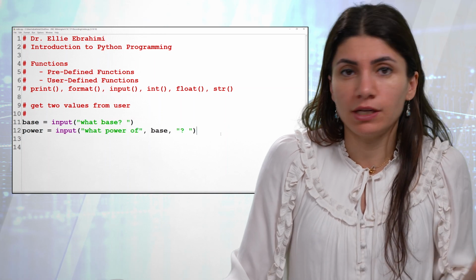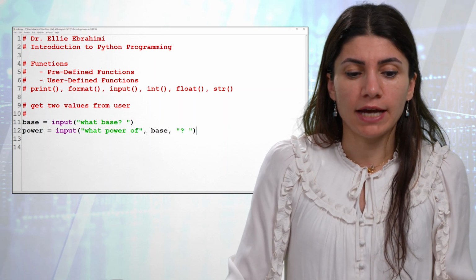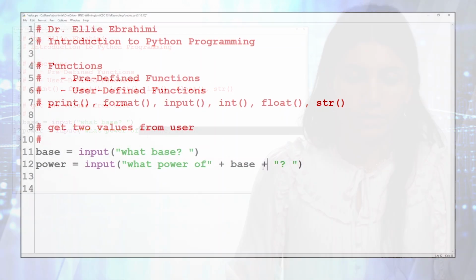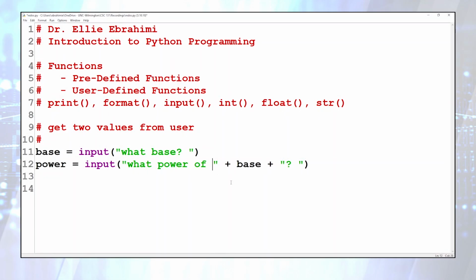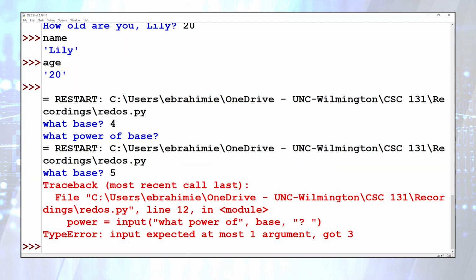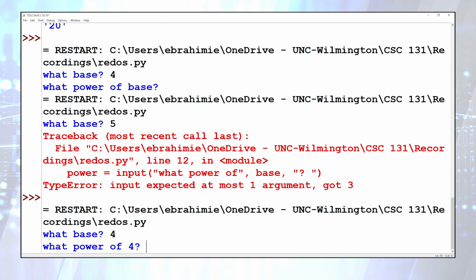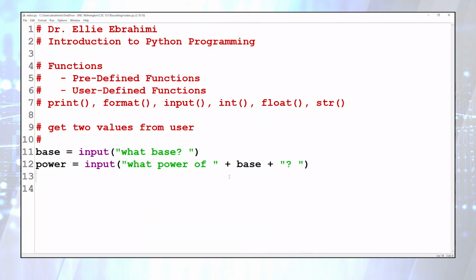So how to fix it? You already know how to fix it. I need to combine those arguments into one. So I'm going to replace the comma with the plus and do concatenation. You can fix the spacing and so on and so forth to make it look the way that you want. So what base and what power of 4. Now you see that value that you got from user in the first example.